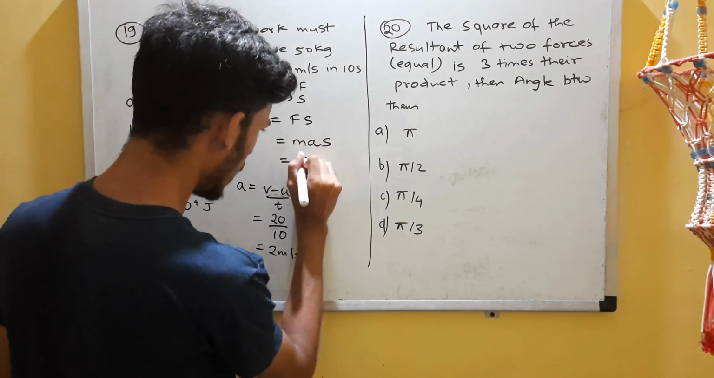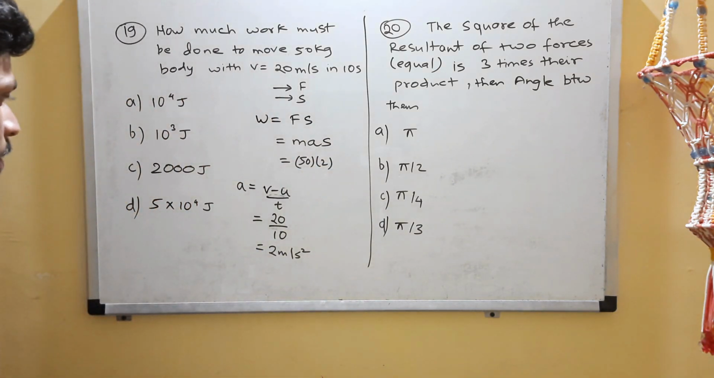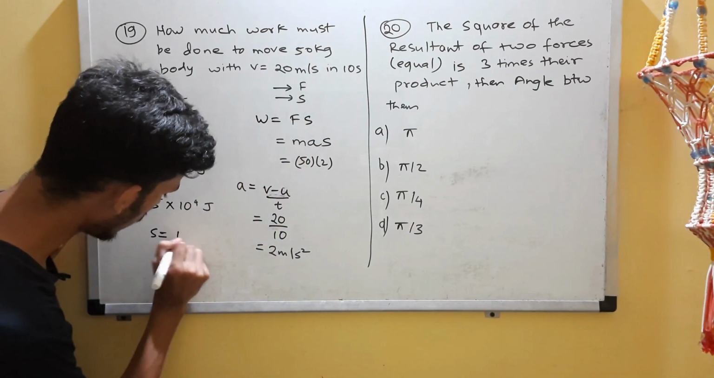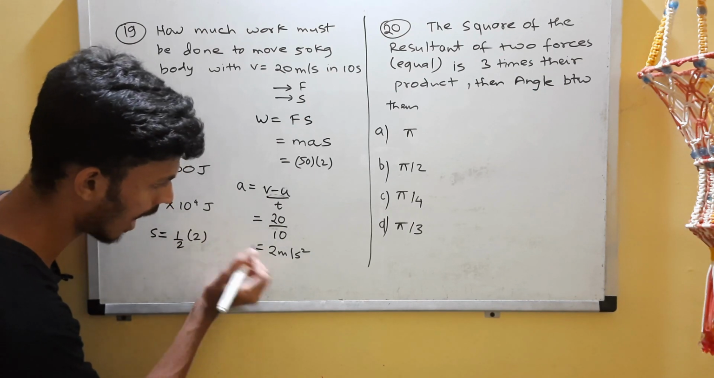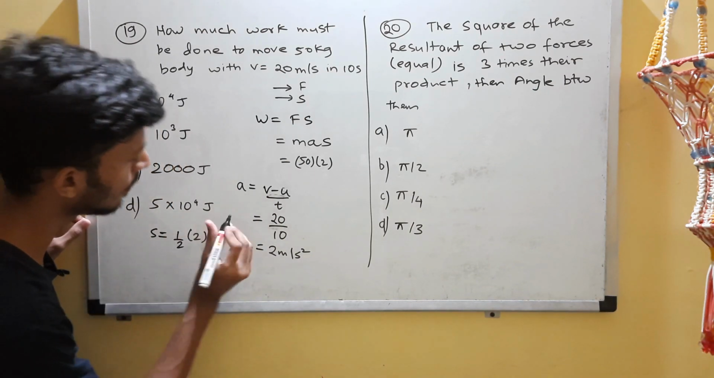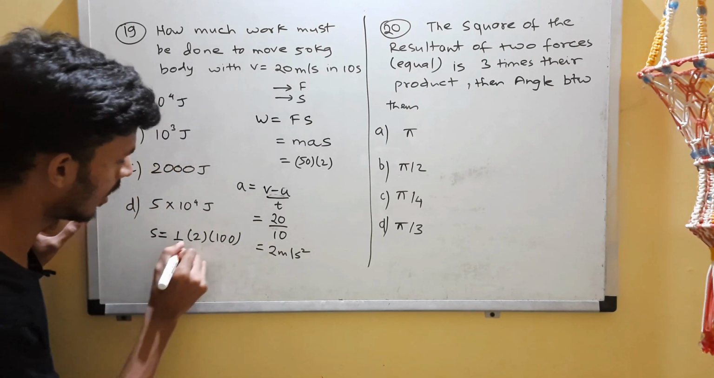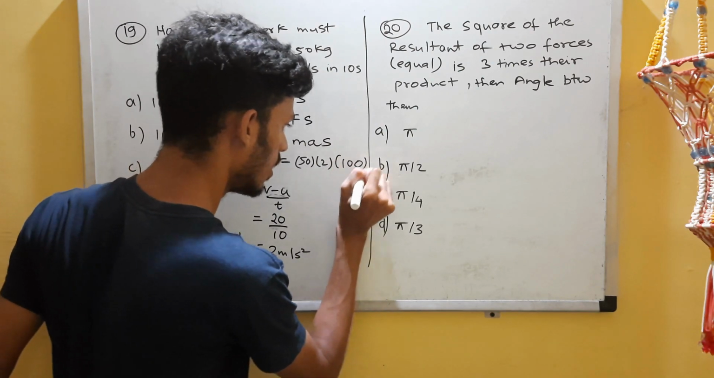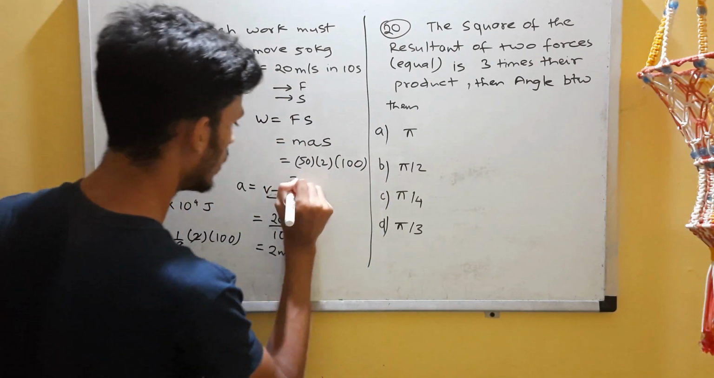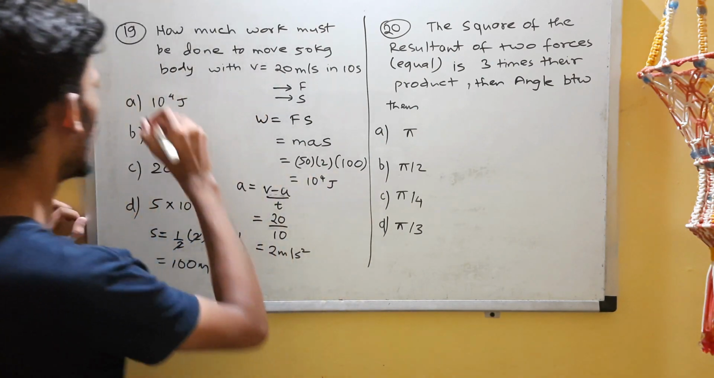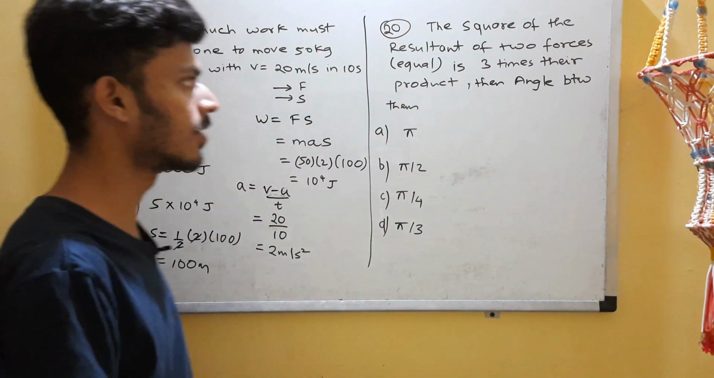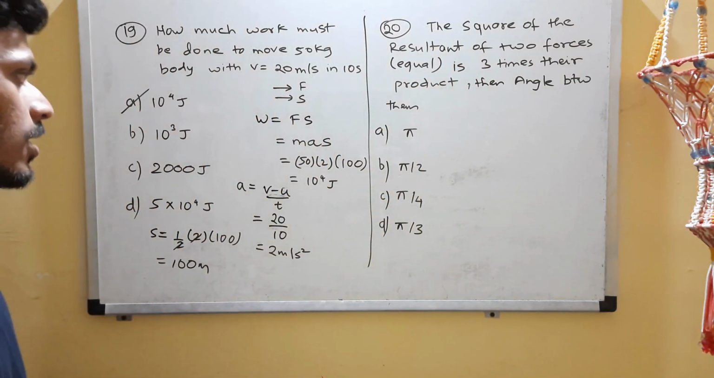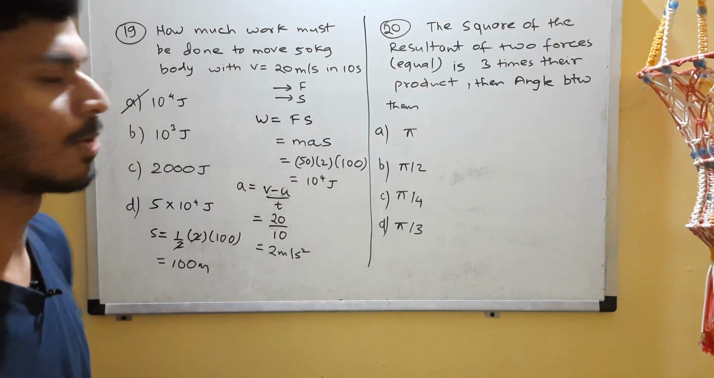Mass we already know, 50, acceleration 2, and displacement also we have to find. So S = ut + ½at², u is 0, and half into a, which is 2, into t square. Time is 10, square is 100. So the displacement is 100 meters. So 50 into 2 is 100, and this is also 100, so 100 into 100 is 10 to the power 4, and the answer is in joules. So 10 to the power 4 joules is the answer over here. Pretty simple, right? Just use the formula and find acceleration and S, which is displacement.